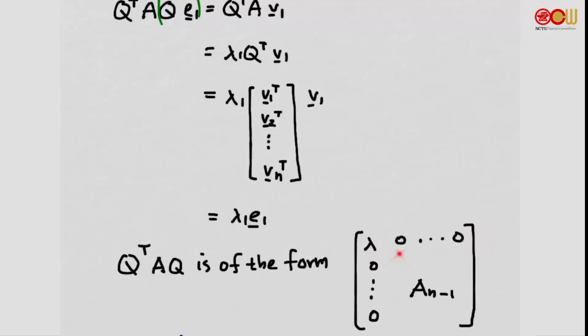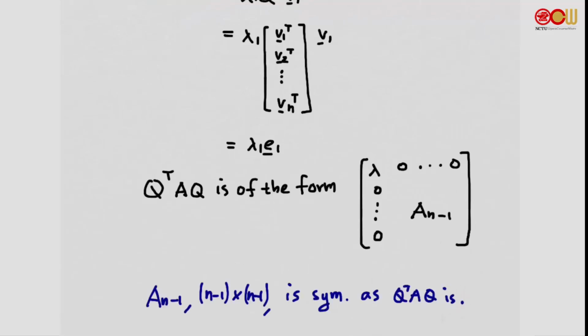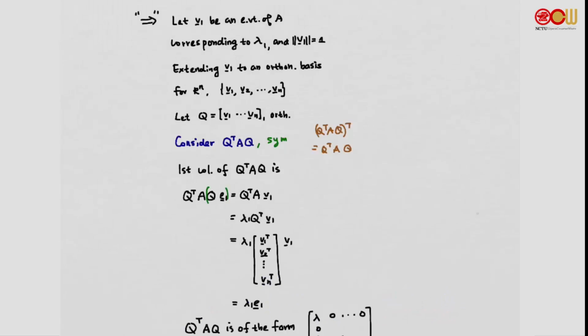Also lambda, 0, 0, 0, right? Because it's symmetric. And this submatrix down here, we call it A_{m-1} because its size is 1 smaller. Its size is m-1 by m-1. And it's symmetric. So what have we done so far?